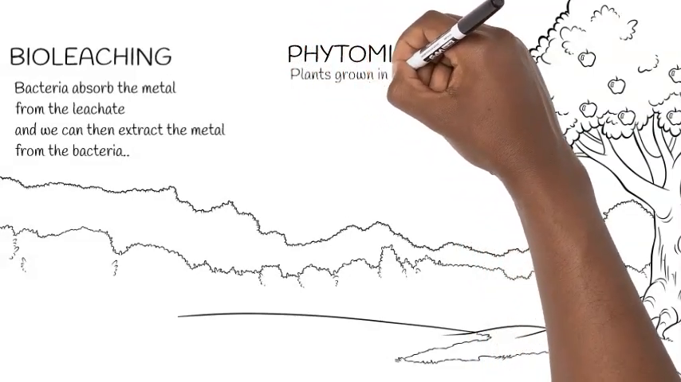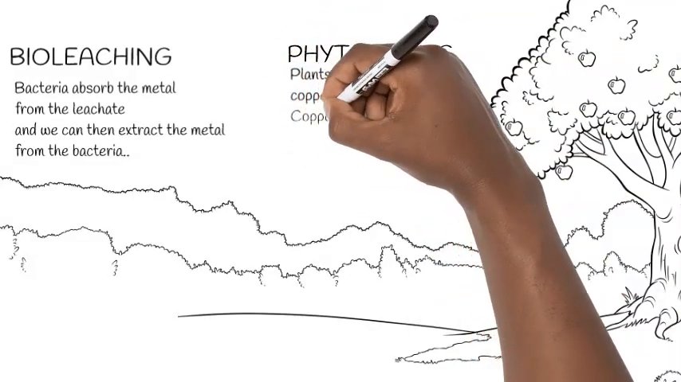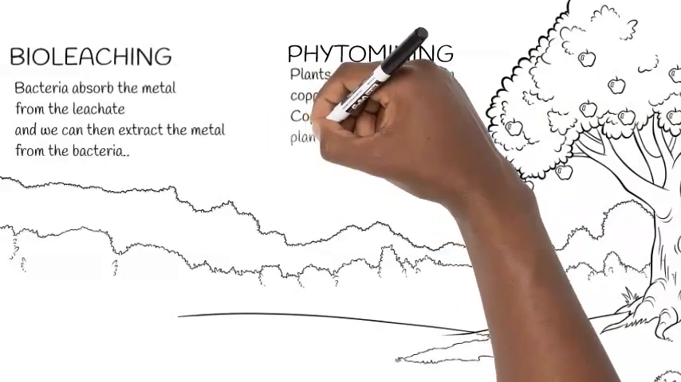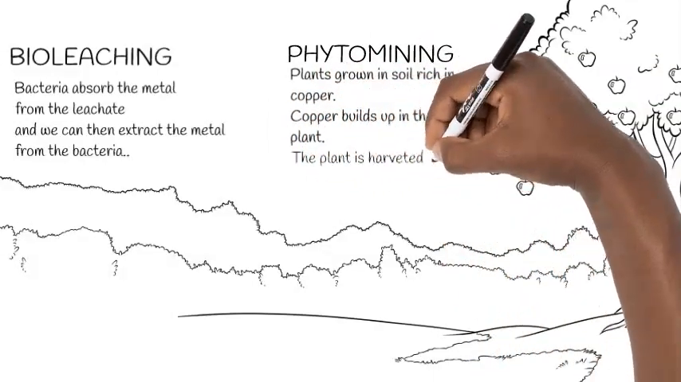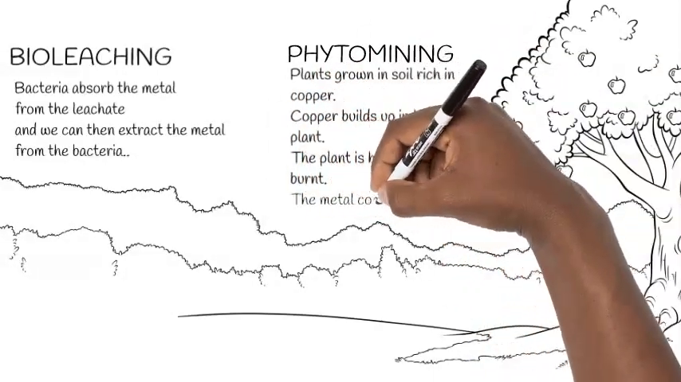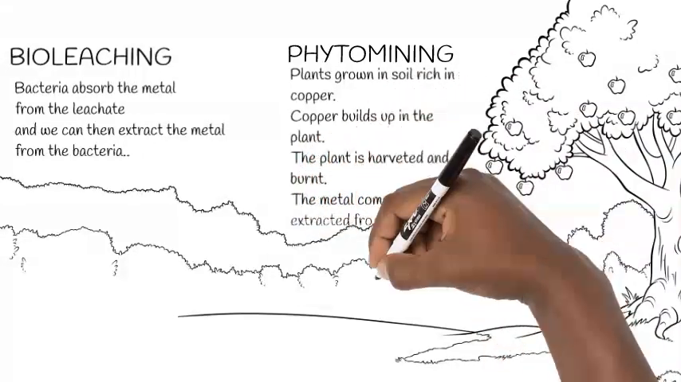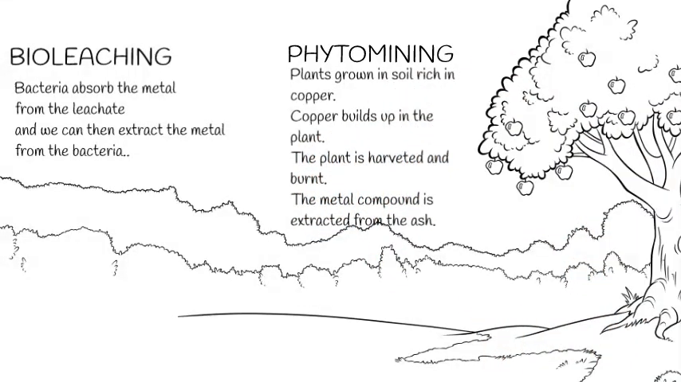Phytomining is a method that involves growing plants in soil which is rich in a metal such as copper. The copper is absorbed by the plant and builds up in the plant material. The plants are harvested and burnt, and the metal compound can then be extracted from the ash and separated.